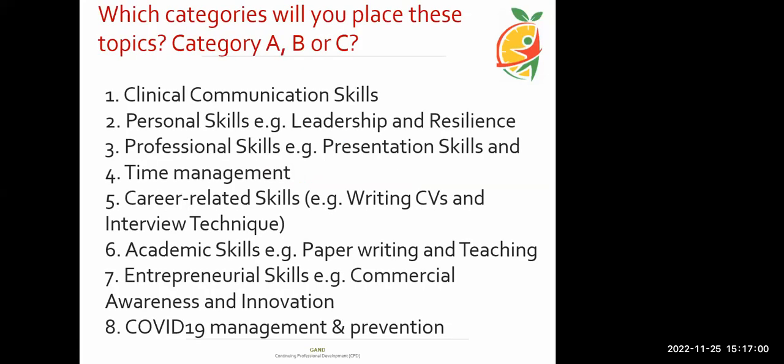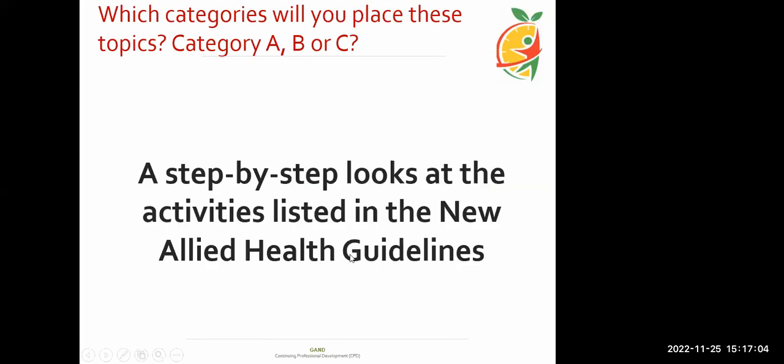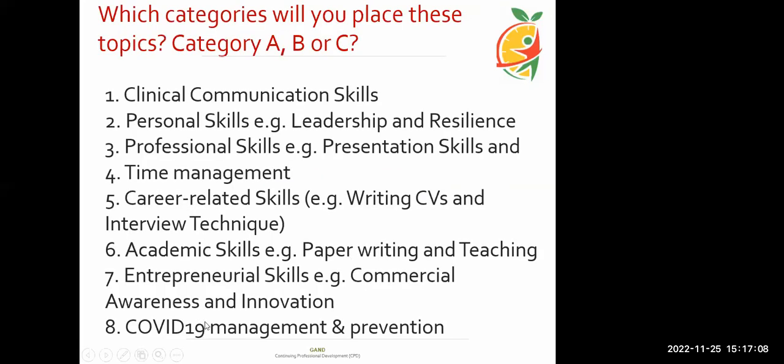Okay, so at this point, I'm going to leave us to an open conversation, and of course, just raise your hand. For these ones, I just want us to see where we will place them. Is it category A, B, or C? Anybody?